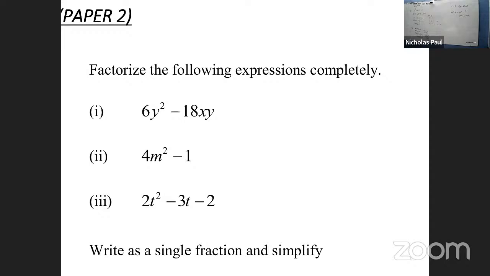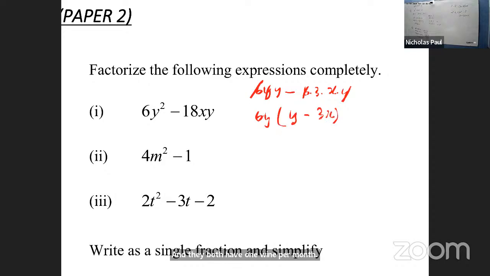The first one, yeah. 6y squared is 6yy. 18xy is 6 times 3xy. They both have 6 in common, and they both have y in common. So I'll be left with y minus 3x. Y minus 3x, right?